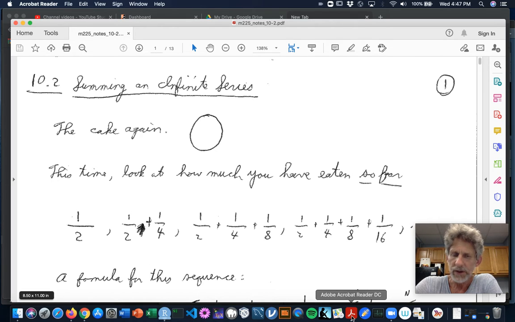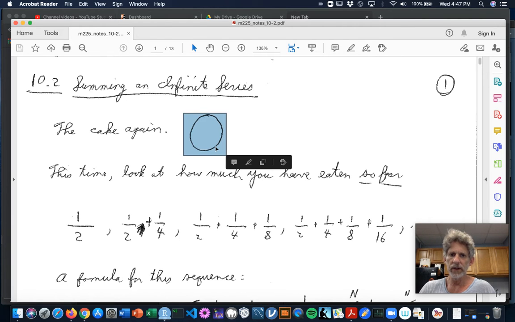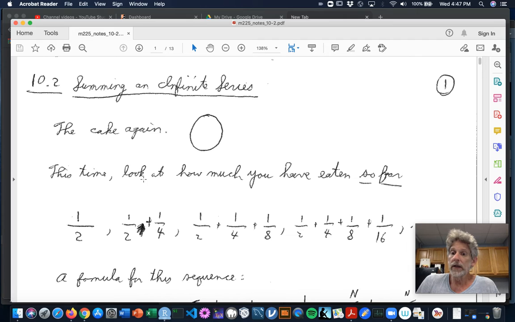We're going to introduce today the second major topic in this chapter, infinite series. I want to take you back to that example of the cake, the one that you eat a little bit of every day. And remember, on day one, you ate half of it. And on day two, you ate a fourth of it. And then day three, you ate an eighth of it, and so on. And the amounts you ate each day were an infinite sequence.